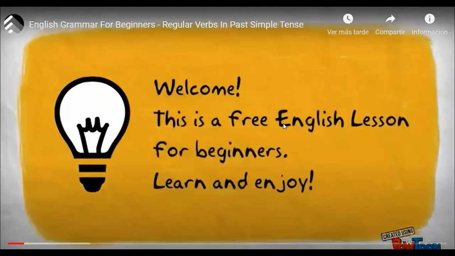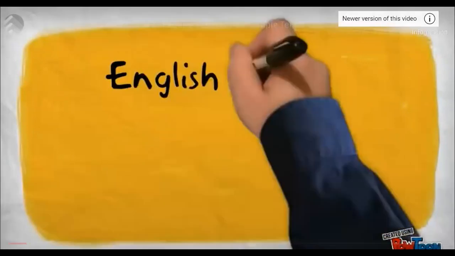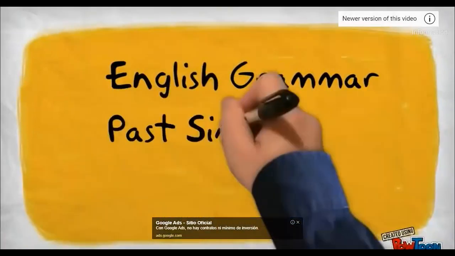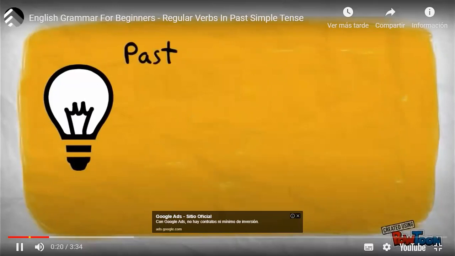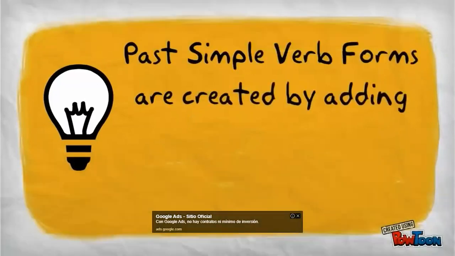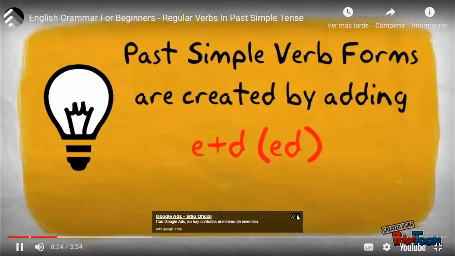This is a video tutorial about how to identify the regular verb. Past simple verb forms are created by adding ed to the end of the verb.